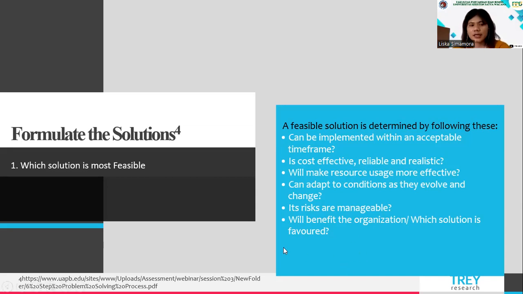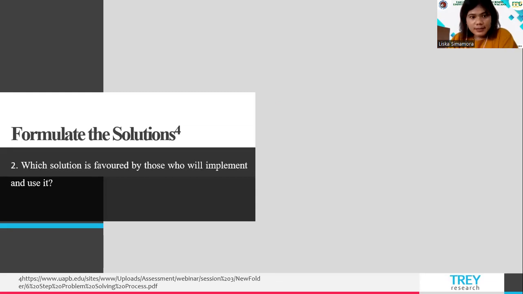And the last one is you have to consider whether the benefit of agrotourism is favorable. Of course, if we talk about the benefit, it is about increasing the welfare of the society and also increasing the profit and guaranteeing the increase of society income, right? So that is how to make sure whether your solution is feasible or not. Next.